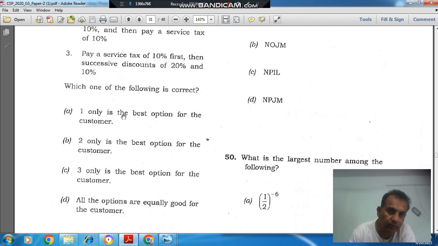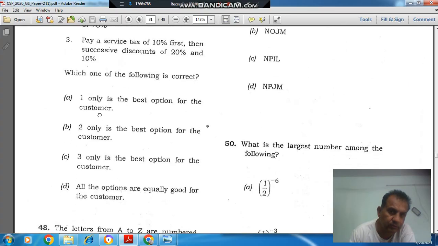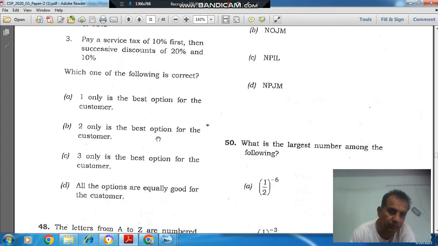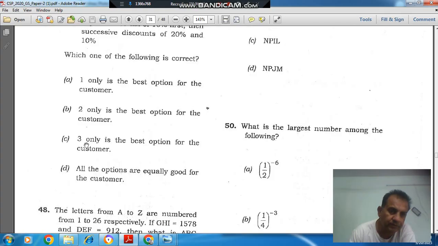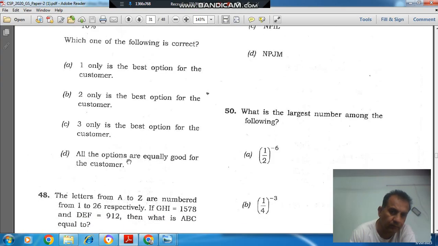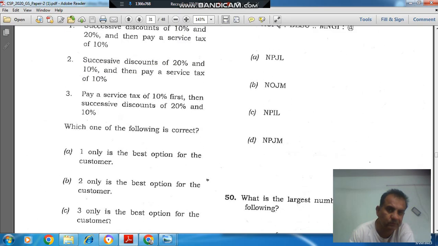Option A, one only is the best option for the customer. Option B, two only is the best option for the customer. Option C, three only is the best option for the customer. And option D, all the options are equally good for the customer.